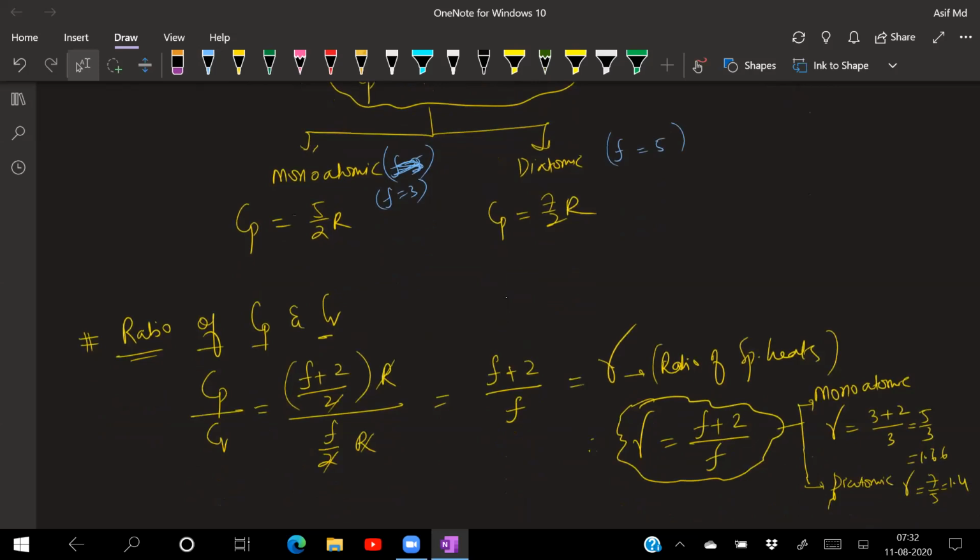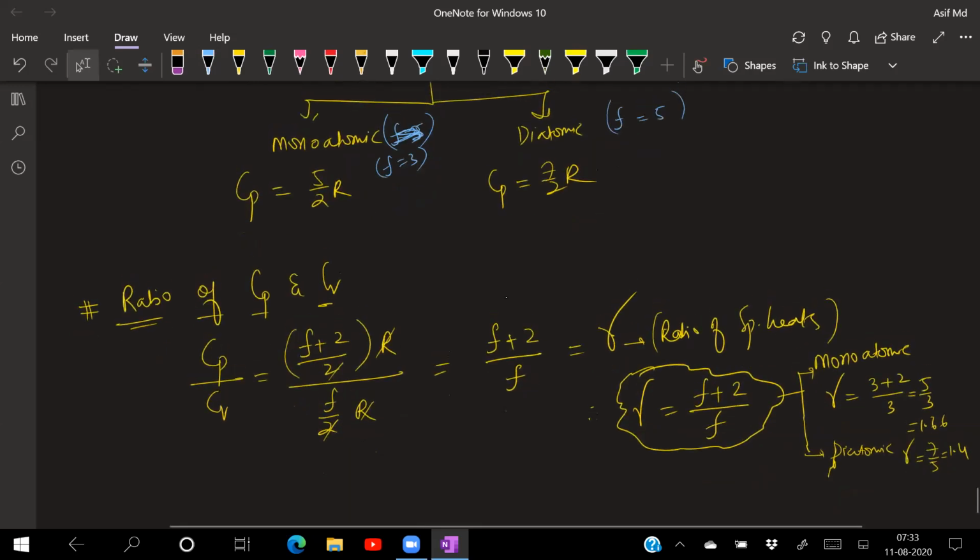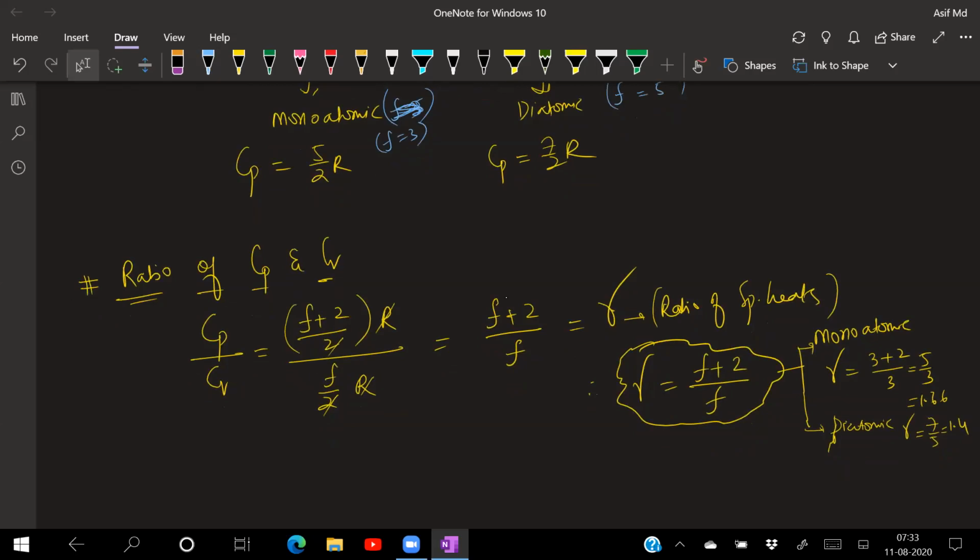The next one is the ratio of Cp by Cv, which is known as the ratio of specific heats. So Cp by Cv: Cp value is (F plus 2) divided by 2 into R, and Cv value is F by 2 into R. So R gets cancelled, and ultimately I get (F plus 2) divided by F, where F is your degrees of freedom. So the gamma value is equal to (F plus 2) divided by F. This is very important for the coming chapters of thermodynamics.